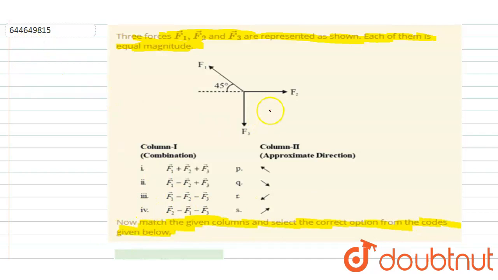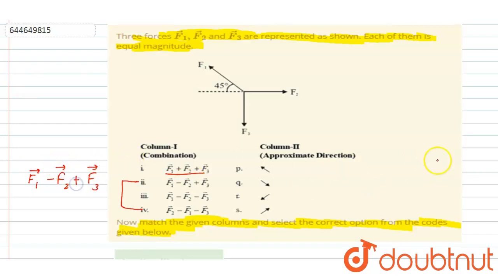If you see, this is the diagram, right? And it is said that the magnitude of them is equal, right? So let's start with the first. Then we'll see the second, third and fourth. If you see the second and the fourth, they are opposite vectors. What does it mean? The second option is F1 vector minus F2 vector plus F3 vector.